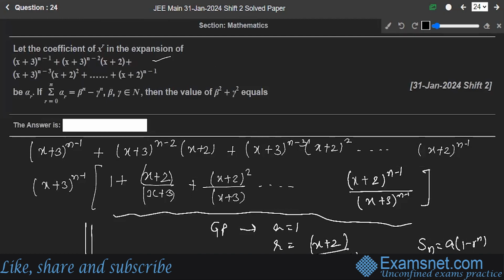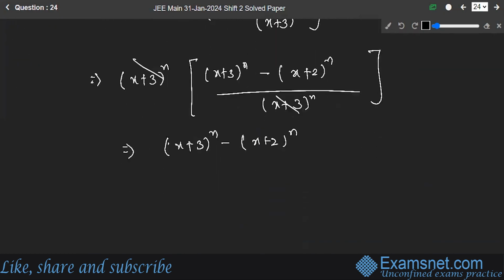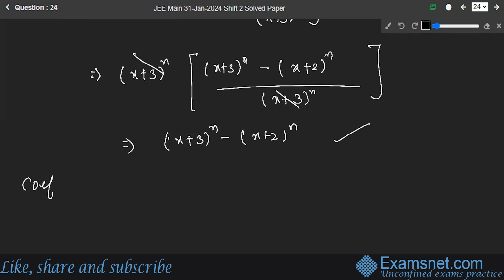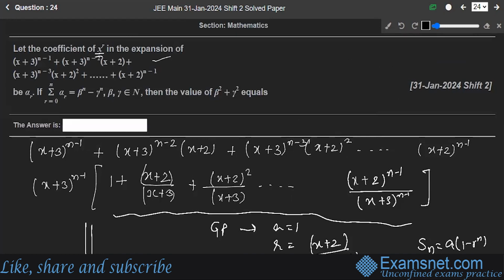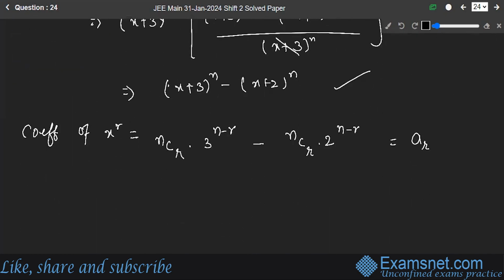Now let's get back. You have to find out the coefficient of x^r in this expression, which is given by nCr into 3^(n-r) minus nCr into 2^(n-r). According to the question, this coefficient is a_r. If you are given that the summation r equal to 0 till n of a_r is equal to this, let's go on finding the summation.